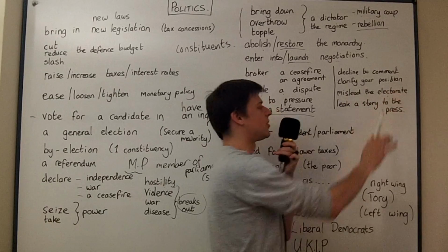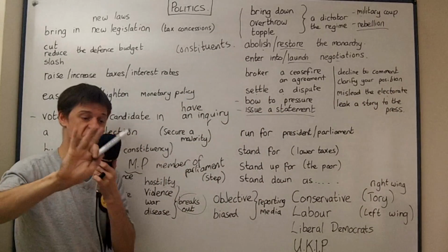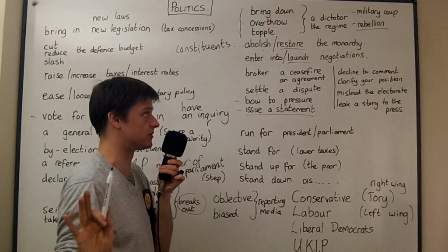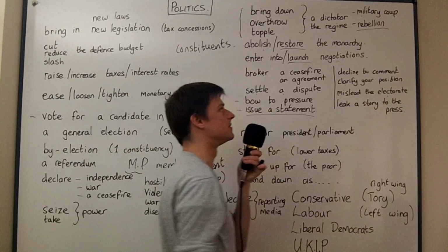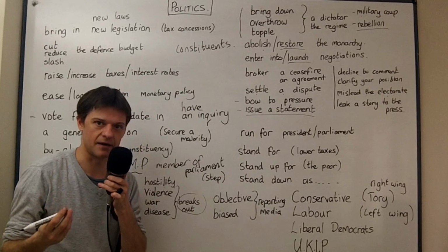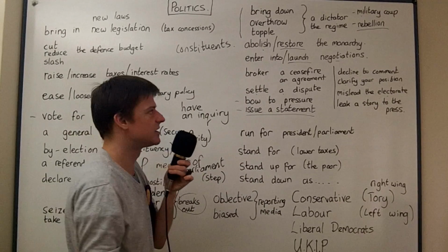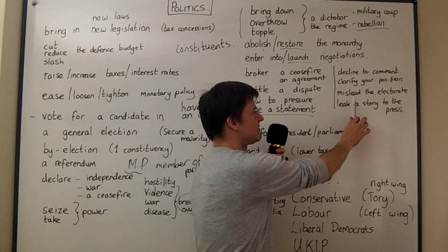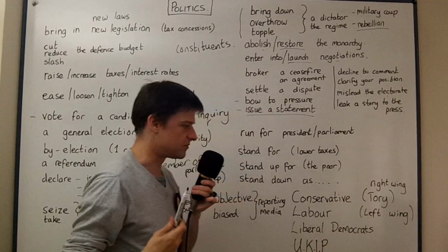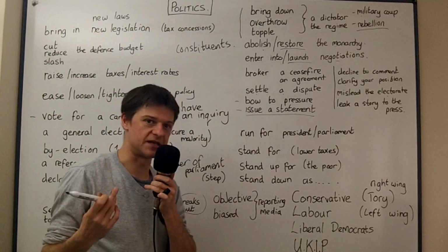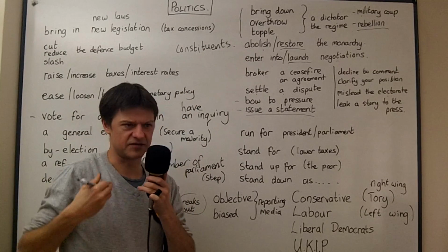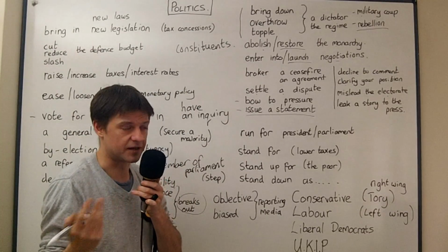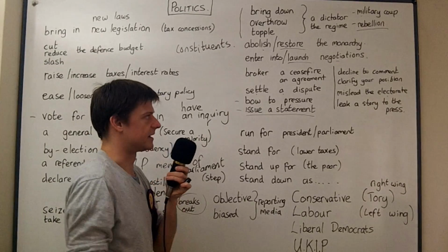Okay, if you decline to comment, you say no comment. You decline to comment. You don't want to comment. On the other hand, you may choose to clarify your position, and this means you make clear what your position is. Maybe you mislead the electorate. That means you mislead the people who are voting for you, your constituents. Mislead means, make them misunderstand something.